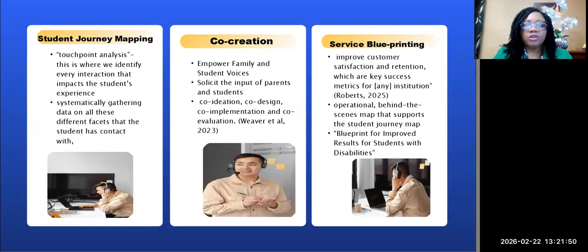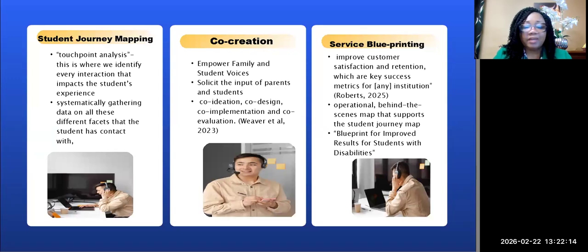In service research, we are encouraged to speak to our customers, speak to our clients, and we can create a journey map, so to speak, which details the customer's experience, which if you're going to apply it to a special education setting, then it's going to translate to the student journey mapping. We talk about touch point analysis. This is where we identify every interaction that impacts the student's experience.